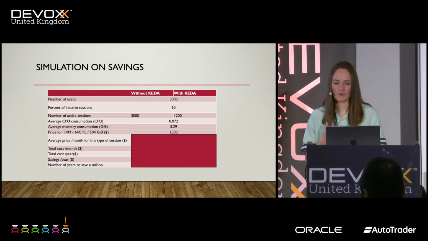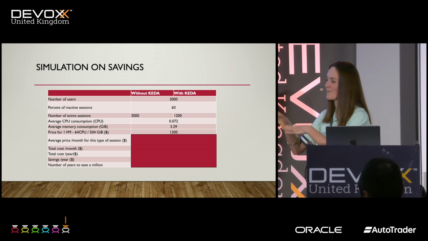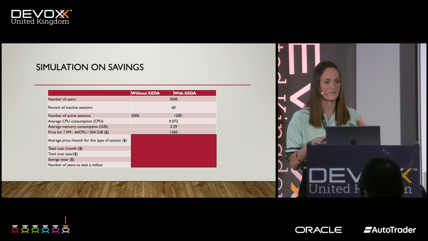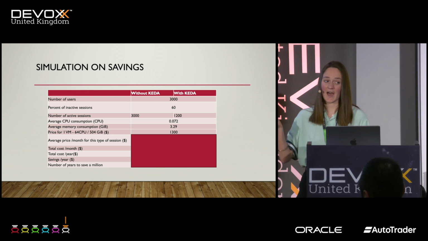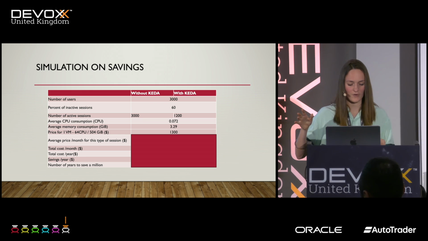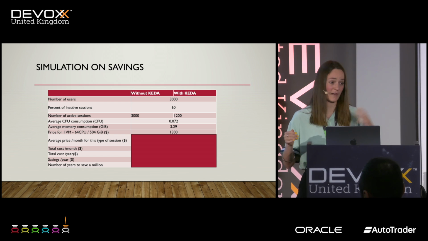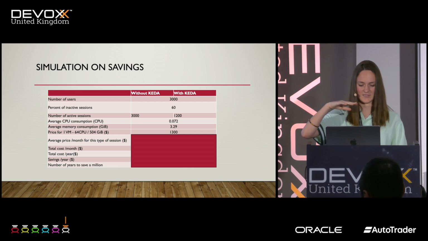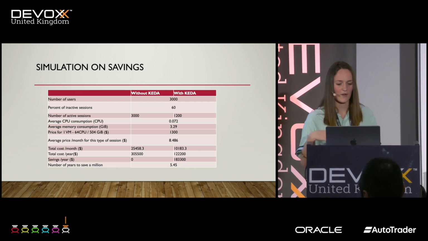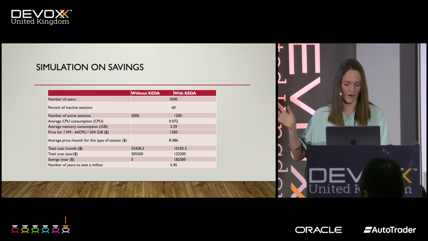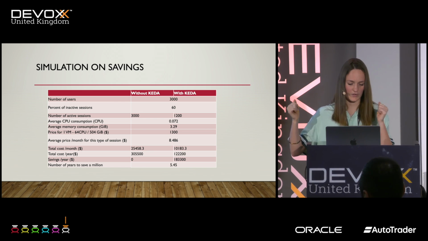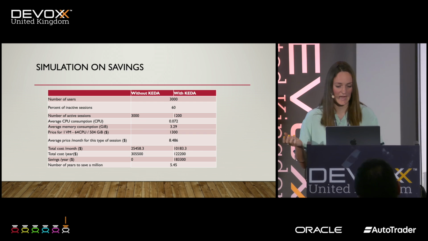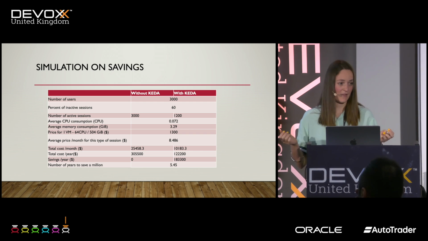Now we're going to do a simulation on the savings, with Keda and without Keda. We have around 3,000 users actually, and we have sessions that are idle for around 60% of the time. So if we have Keda, we are going to have only around 1,200 active sessions, whereas without Keda, we're still on 3,000 active sessions. The average consumption is the thing that we just defined previously. And now we're going to see the average price per month for this session. It comes to around $8 with the average values that we took before, leading us to a total cost per month without Keda of $25,000 and $10,000 with Keda.